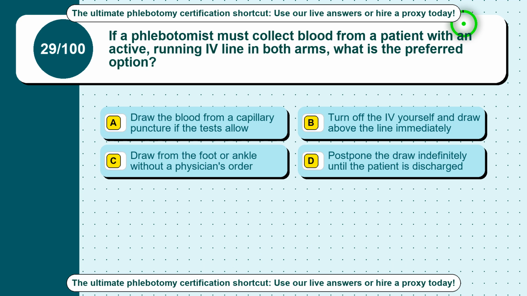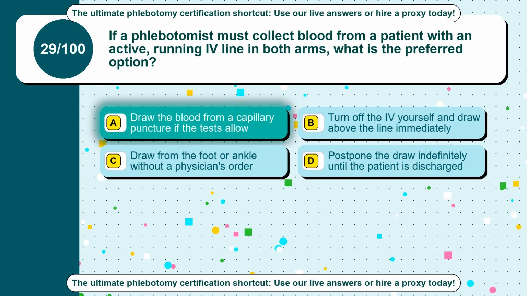Question 29. If a phlebotomist must collect blood from a patient with an active, running IV line in both arms, what is the preferred option? Option A, draw the blood from a capillary puncture if the tests allow. Option B, turn off the IV yourself and draw above the line immediately. Option C, draw from the foot or ankle without a physician's order. Option D, postpone the draw indefinitely until the patient is discharged.